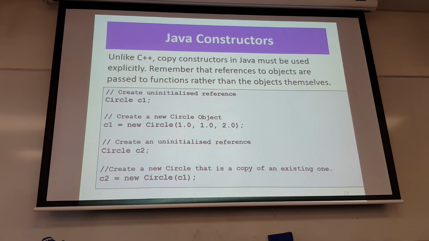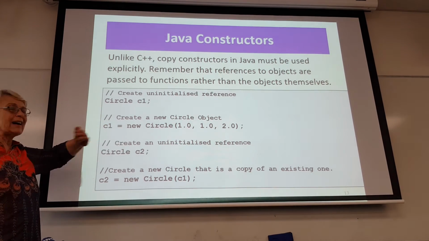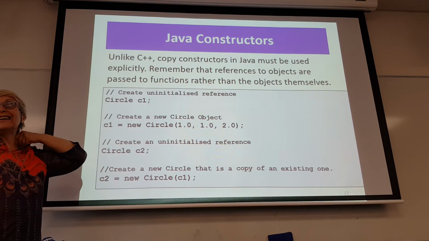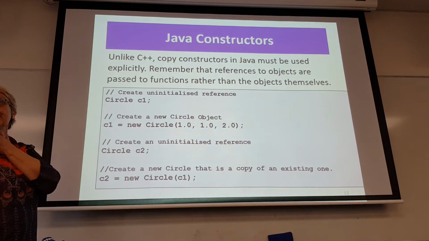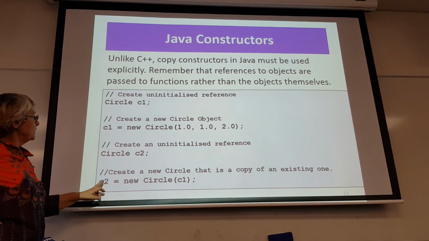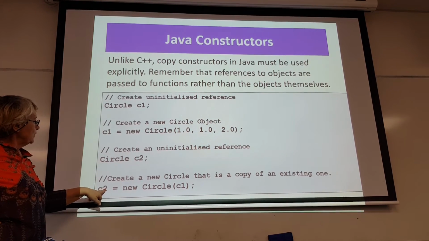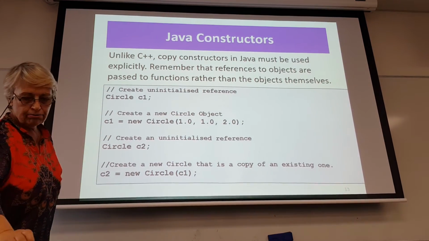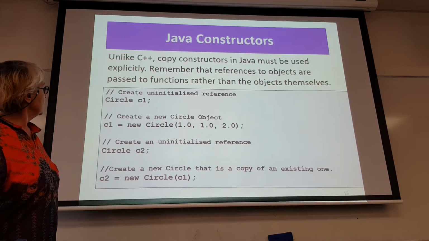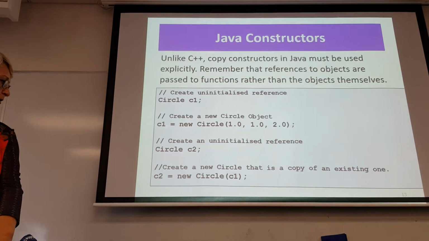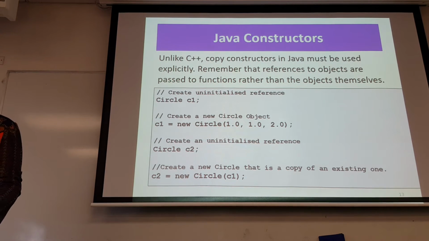Right. A difference with C++: you have to invoke the copy constructor when you declare variables and use this copy constructor. Remember, C2 equals C1 was used in C++, and we called the copy constructor, which was a little bit confusing.